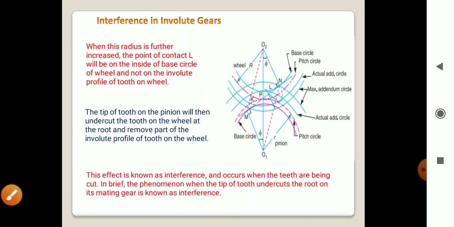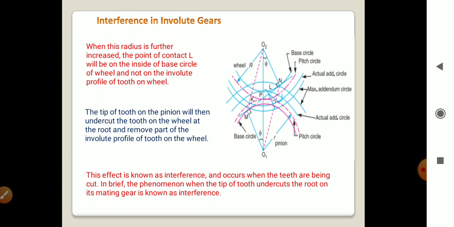This effect is nothing but what? Interference of involute tooth. That means if the radius O1N is increased beyond this base circle, the point will be inside the base circle. Because of that, what happens? This pinion will then undercut the tooth on the wheel at the root and remove part of the involute profile of the tooth of the wheel.